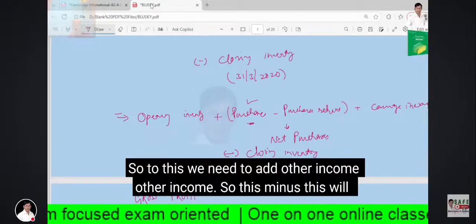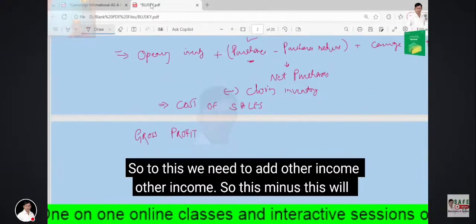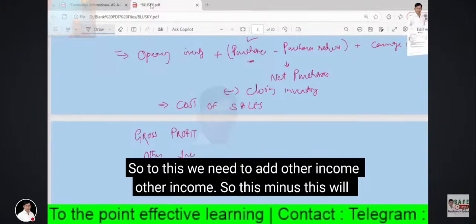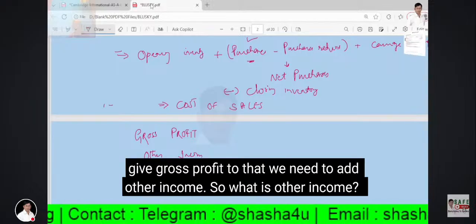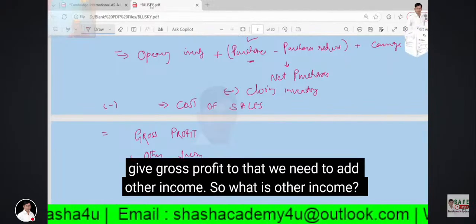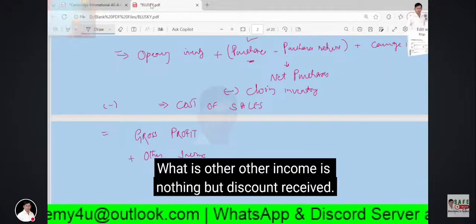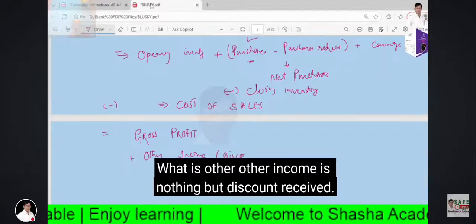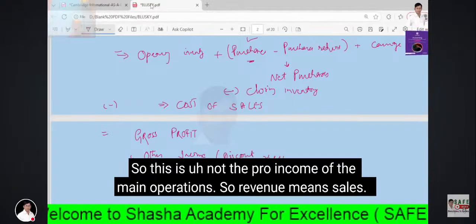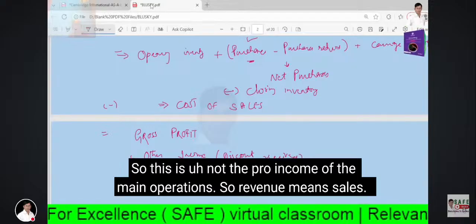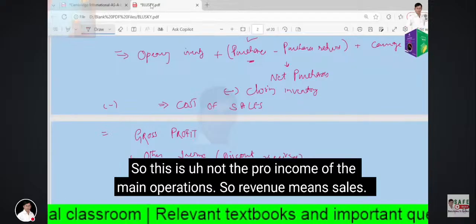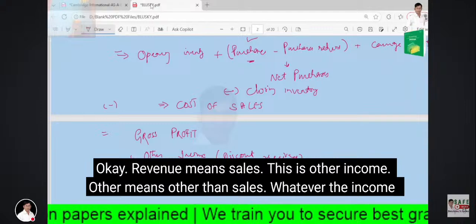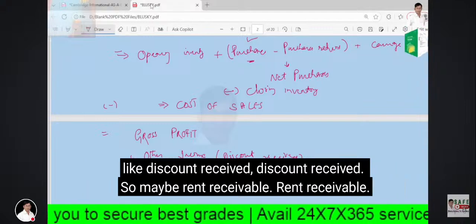So to this we need to add other income. This minus this will be gross profit. To that we need to add other income. So what is other income? Other income is nothing but discount received. This is not the income of the main operations. Revenue means sales. This is other income, other than sales, whatever the income like discount received.